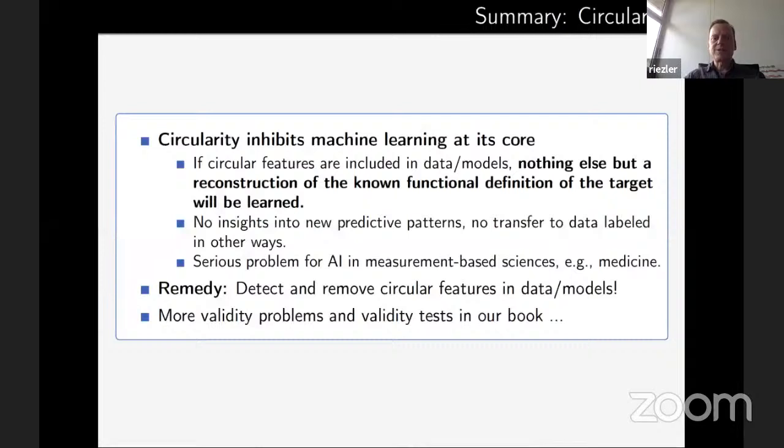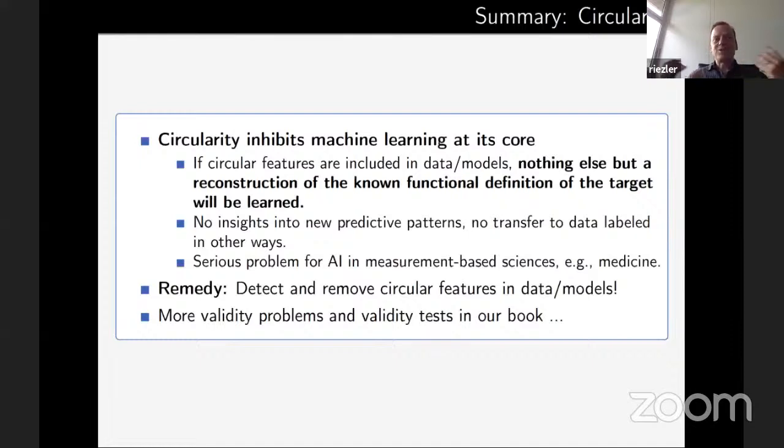To summarize what I want to say about circularity, since it's not a very familiar topic: circularity inhibits machine learning at its core. All you will do is learn to reconstruct the known functional definition of the target. This is something that should be kept in mind, especially if it's not clear how the data are constructed.